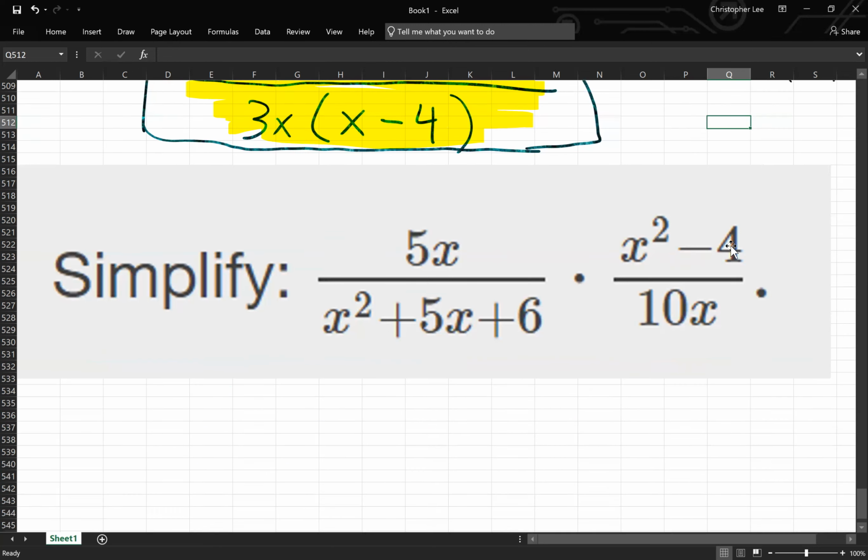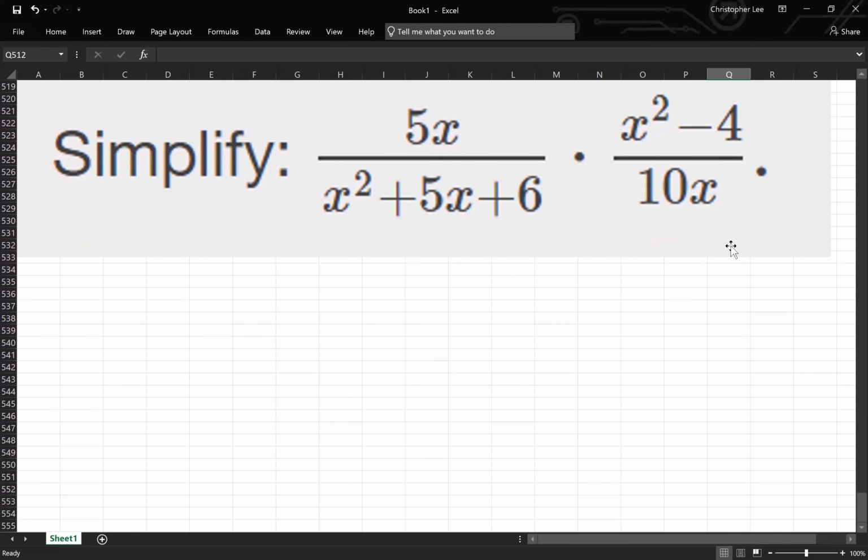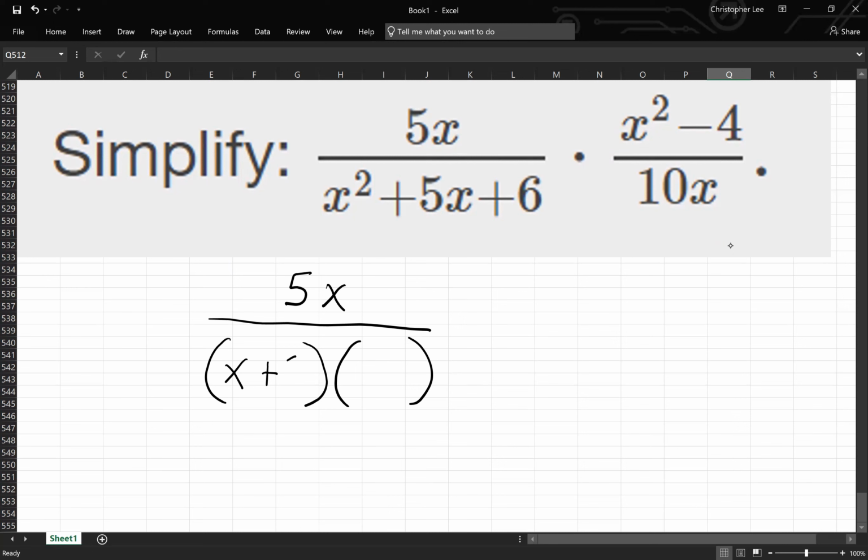All right, let's take a look. So remember, before I could even start doing this, I've got to factor. So I got 5x over, what's the bottom? x plus 5, x plus 3, and x plus 2, right? Because 3 times 2 is 6, and 3 plus 2 is 5. All right, times, I'm just going to use a dot for multiplication because of all these x's, right? What's the top going to be up here?